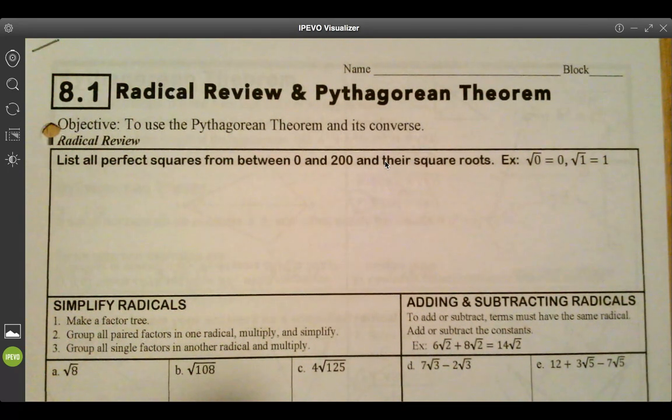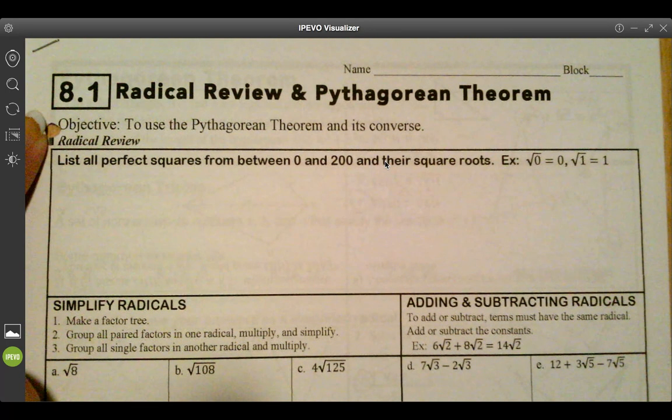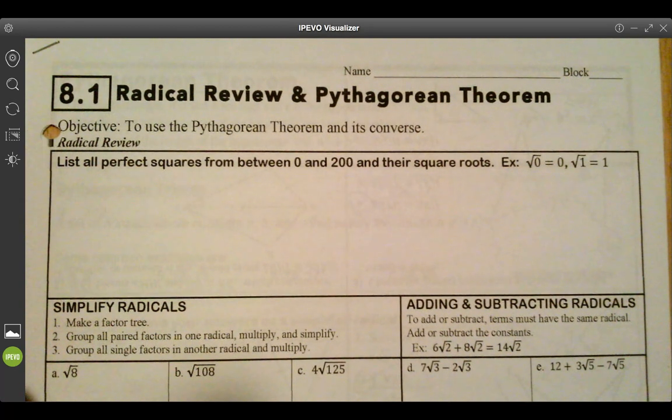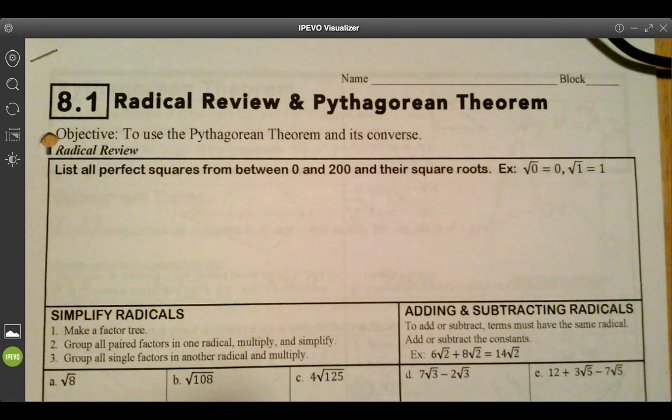In this chapter, we're going to be talking about radicals, specifically the Pythagorean theorem and how they relate to triangles. So finding sides of triangles and how we'll use radicals for that. Our objective for 8.1 is to use the Pythagorean theorem and its converse. Hopefully you're a little bit familiar with the Pythagorean theorem, but the converse might be new to you.